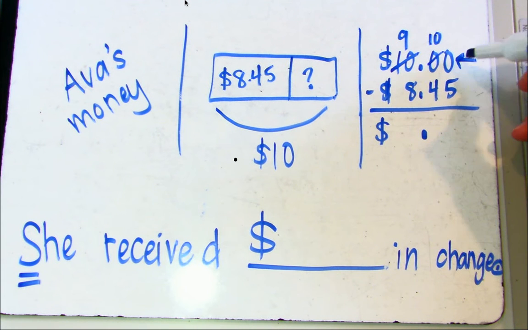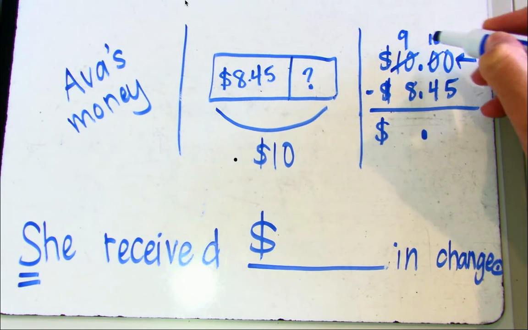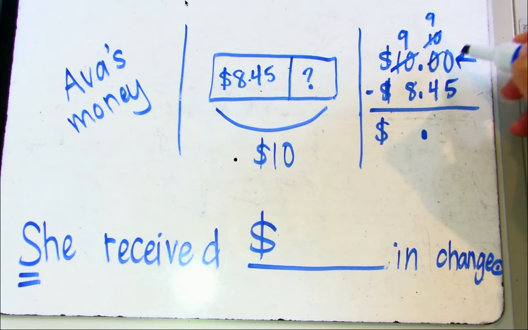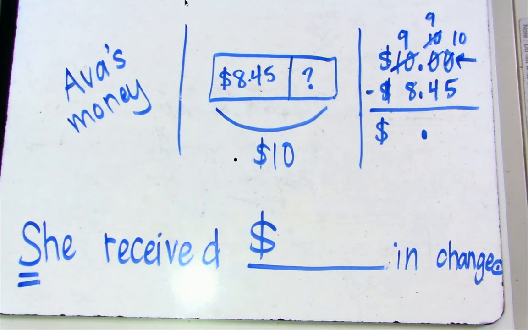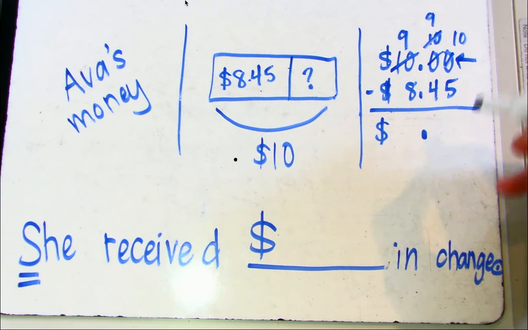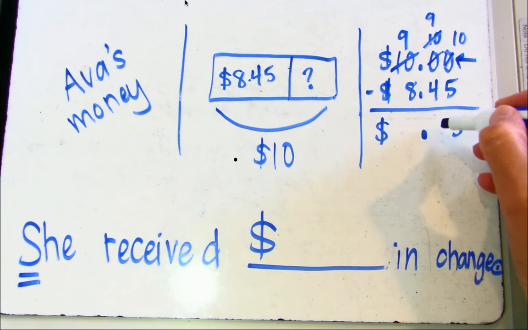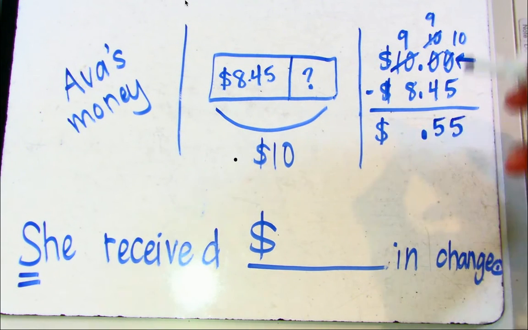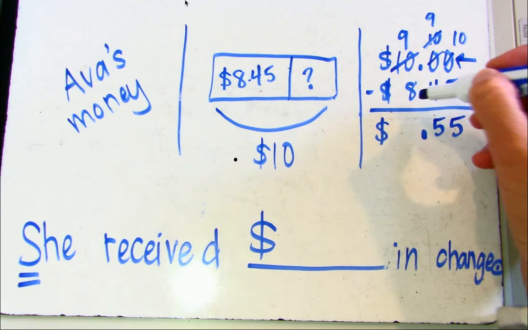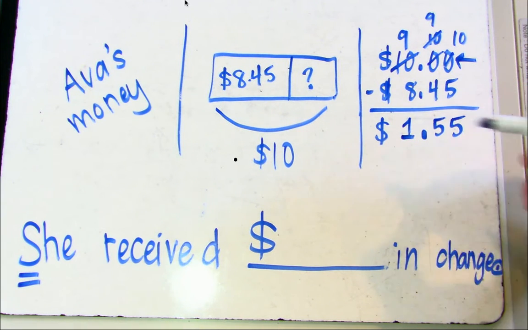Now, if I go back, 0 minus 5, I still can't do it. So I need to rename again. So this becomes a 9. This becomes a 10. Now I can subtract in the ones place. 10 minus 5 is 5. 9 tens minus 4 tens is 5 tens. And then $9 minus $8 is $1.